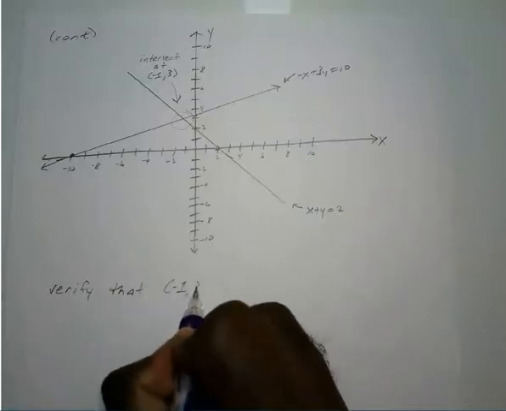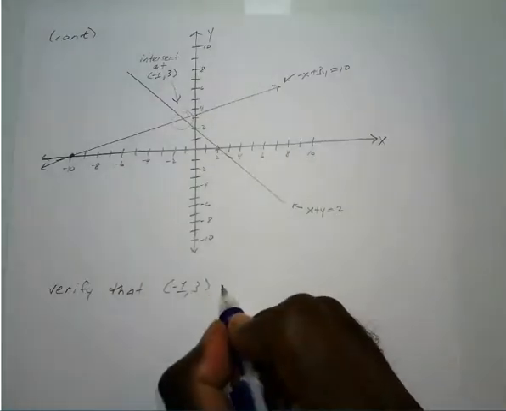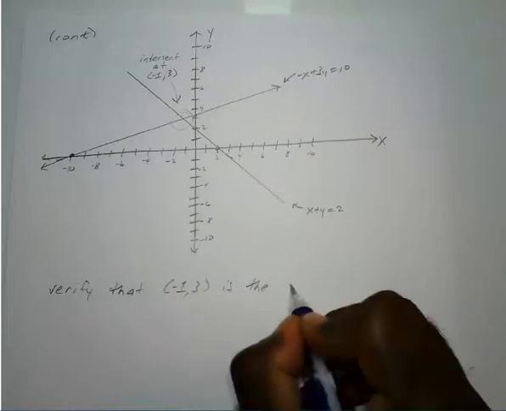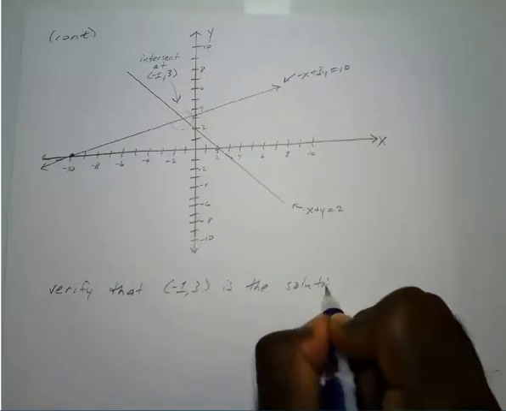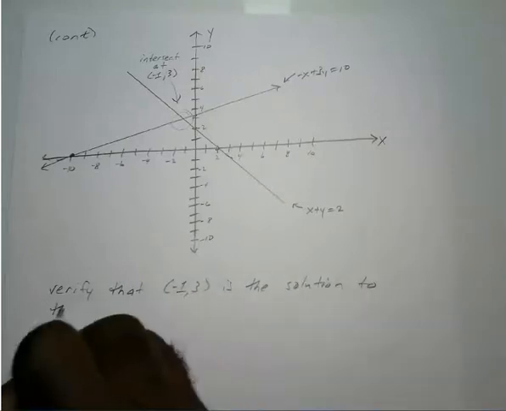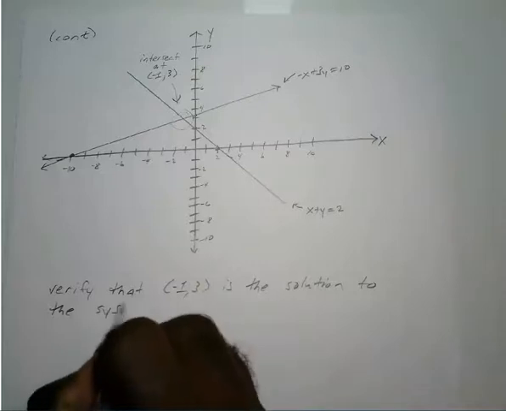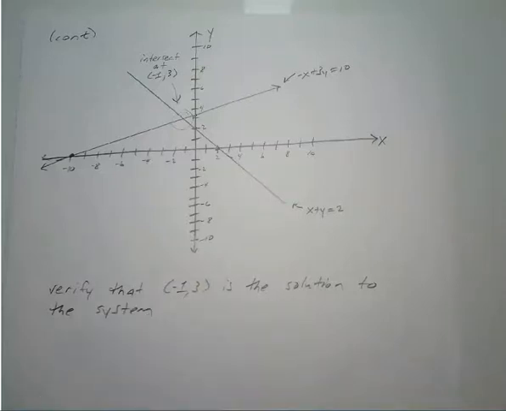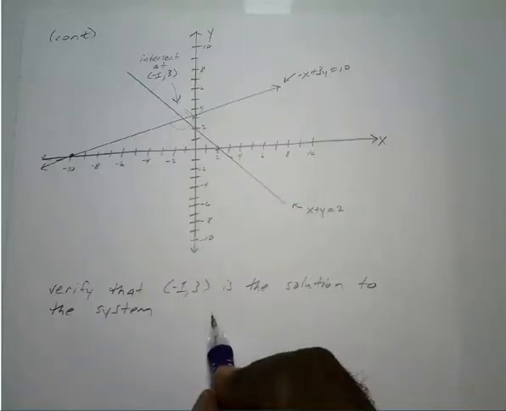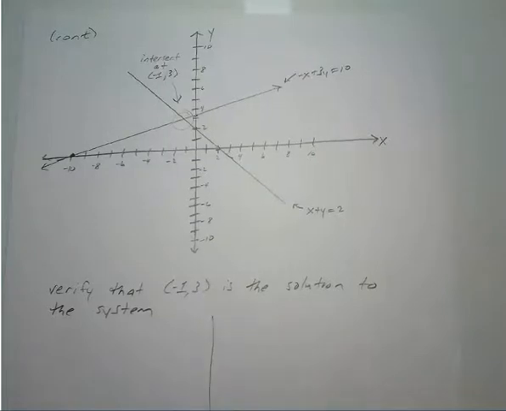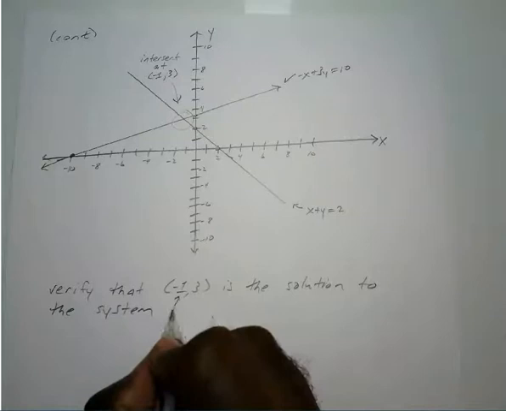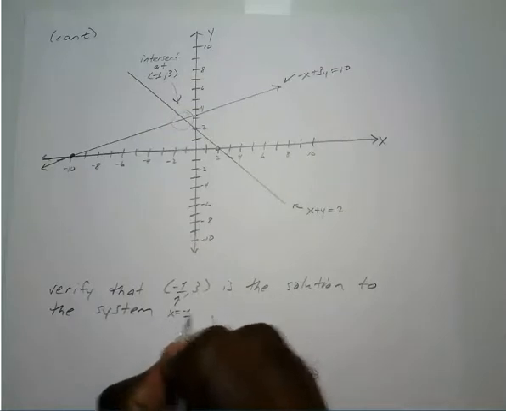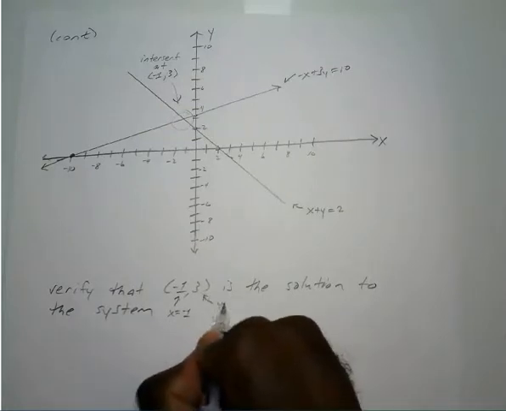Okay, so -1, 3 is the solution to the system. Now to verify that, we just plug in our -1, 3. Remember that's x equals -1 and y equals 3.